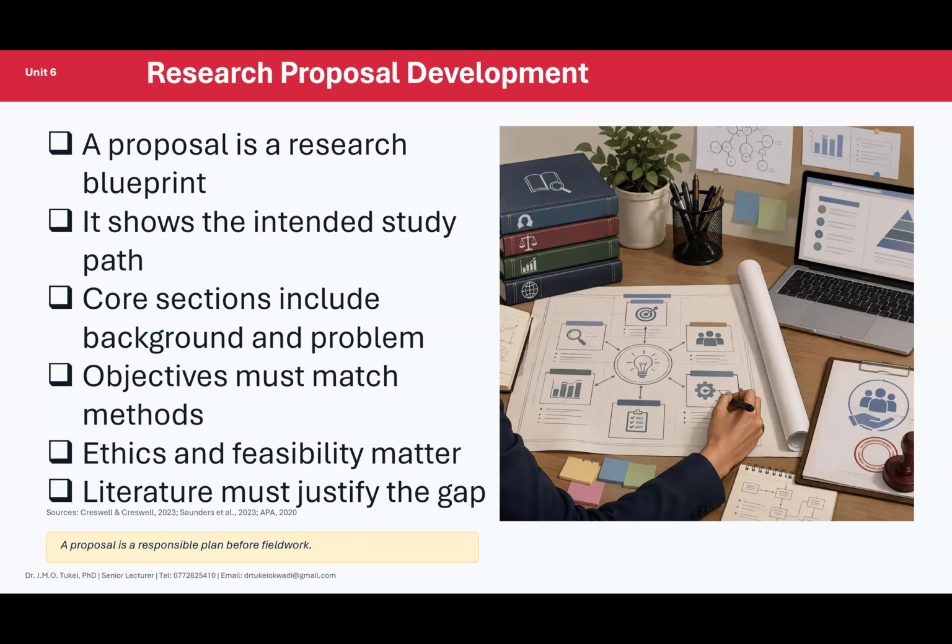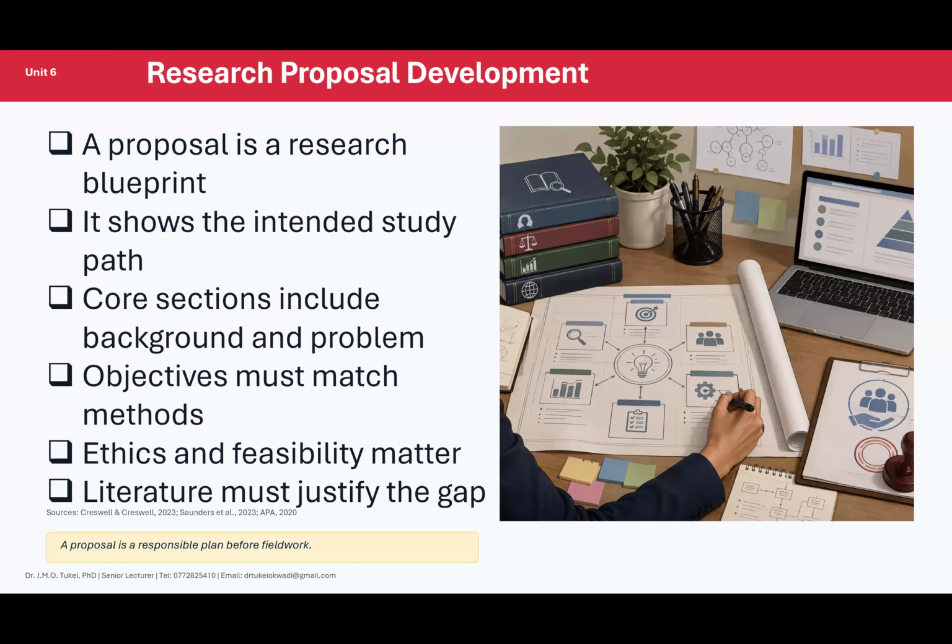So, colleagues, a research proposal is a blueprint of a study before fieldwork begins. It demonstrates that the proposed inquiry is important. It is coherent. It is feasible. But again, ethical and methodologically sound. That is key about proposals.